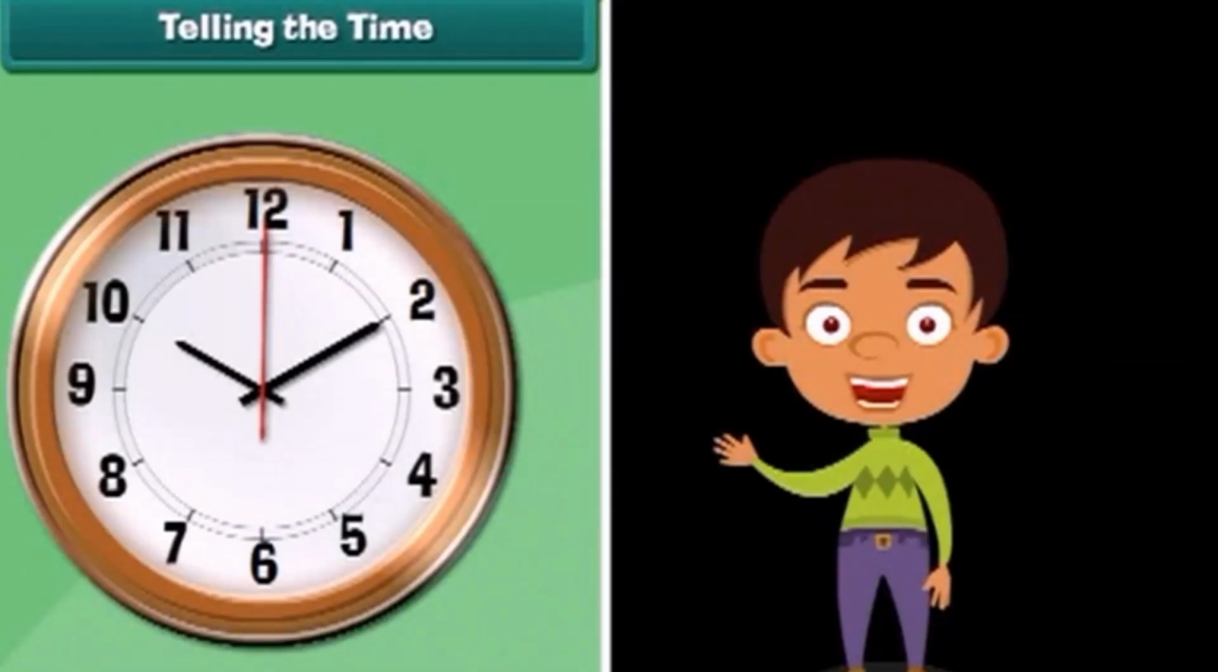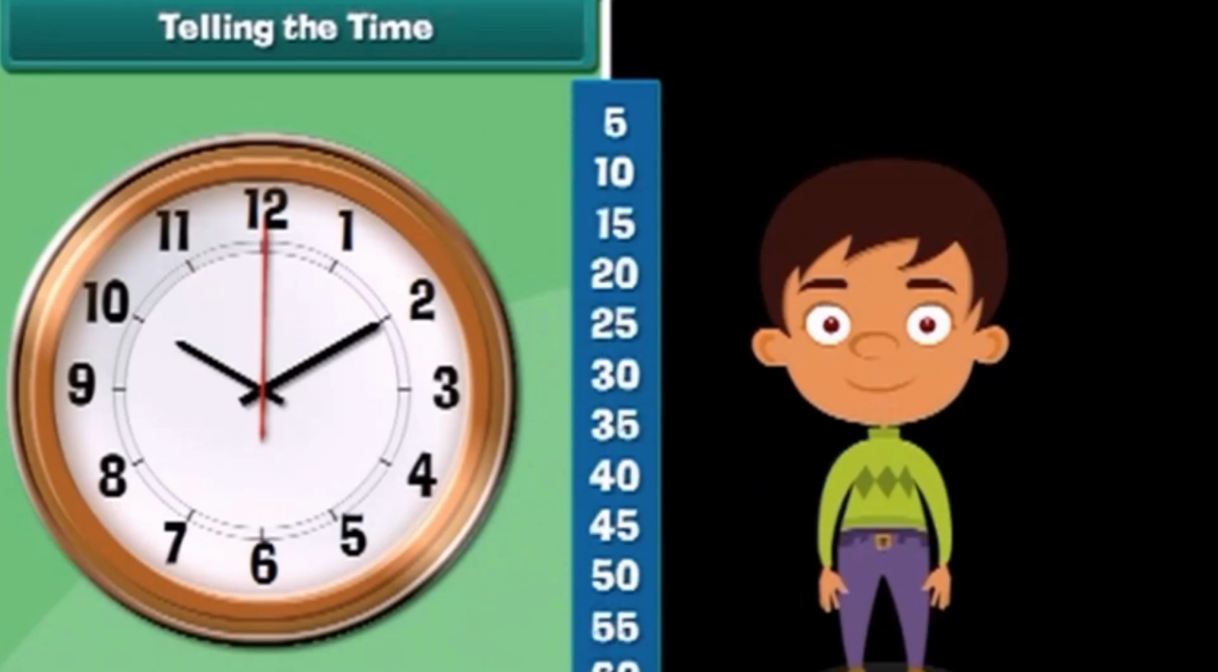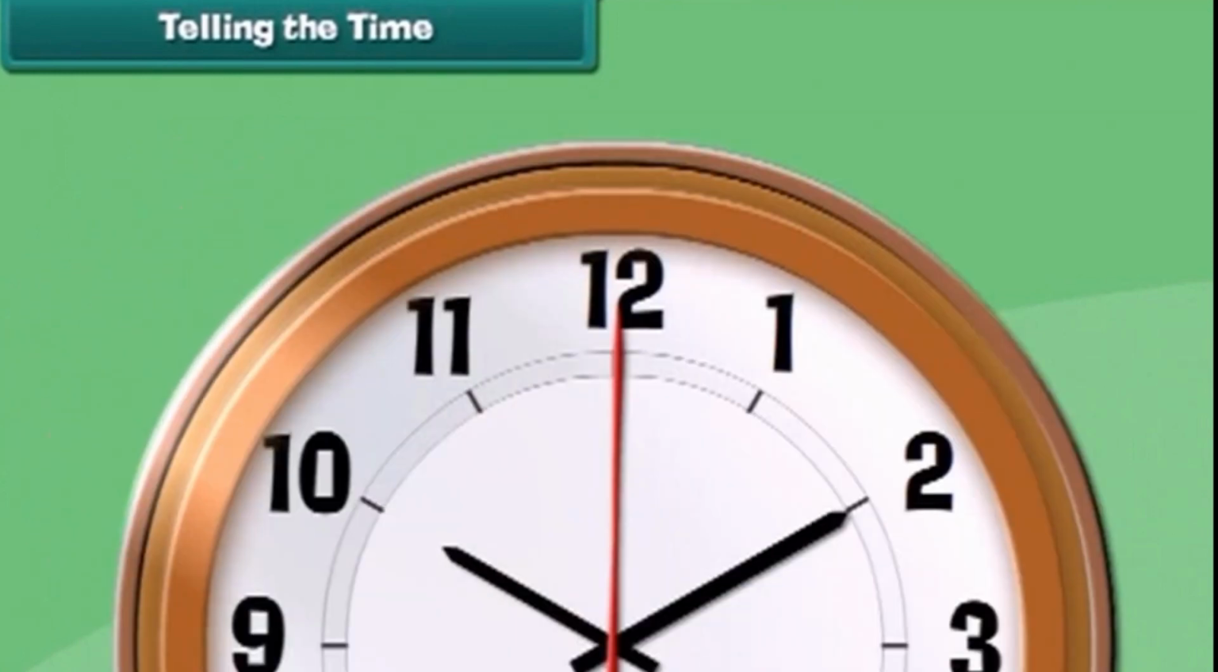Let us now learn to read time. Do you all know the table of 5? Let's revise it. The table of 5 is displayed on the screen. You can read the time easily if you know the table of number 5. The minute and hour hands are read differently.